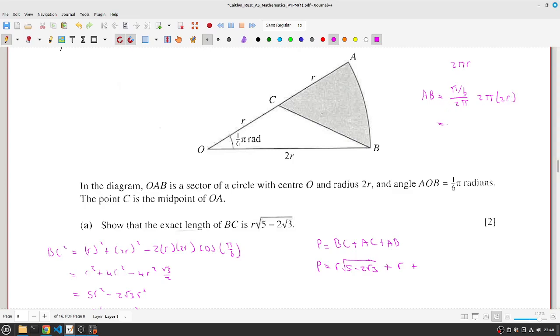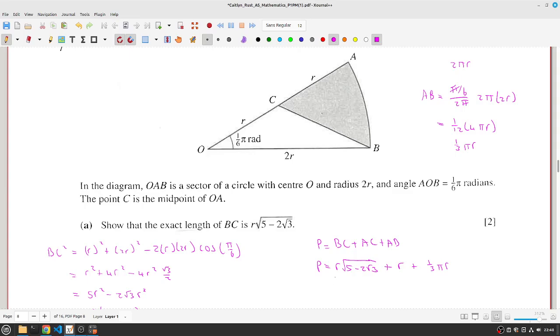Let's simplify that. The pi's will cancel. 1 divided by 6 and a divided by 2 will give us 1 over 12, times 2 times 2 is 4 pi r. So 4 over 12 will become 1 over 3. So that's just a third pi r. That is what AB is, a third pi r.